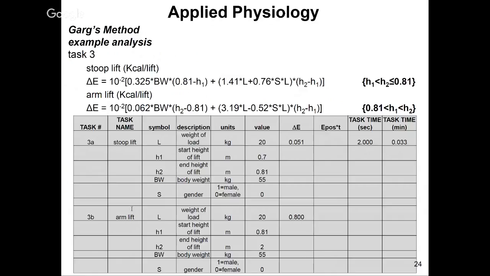It's technically a stoop lift plus an arm lift. If you're just reaching, then it would be just the arm lift. But because you're engaging pretty much your entire body, I'd imagine, then you have to add in the stoop lift component. So there are two parts to this, and you'd estimate each one, and then eventually we're just going to add the two together to get a single value for the entire task.